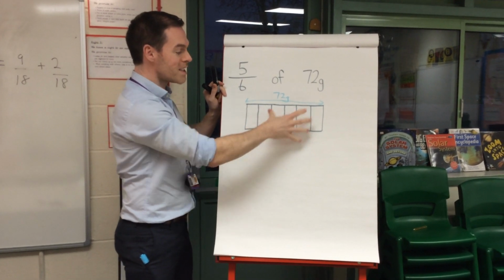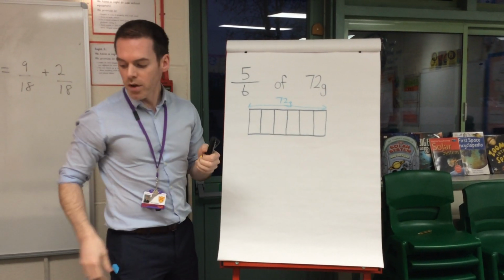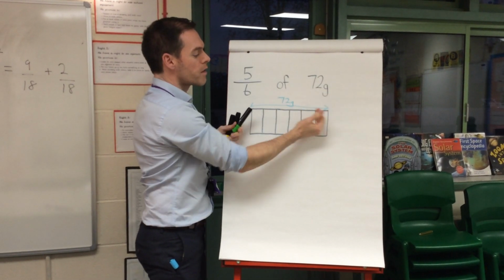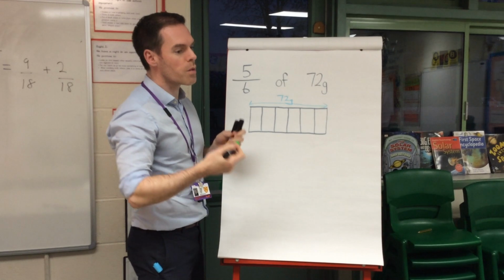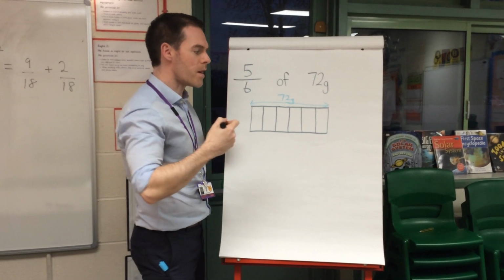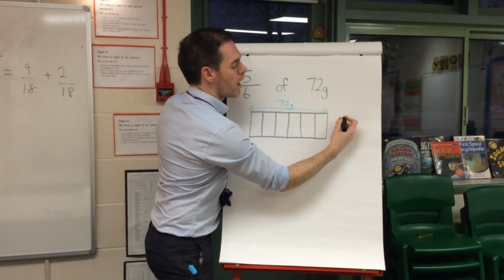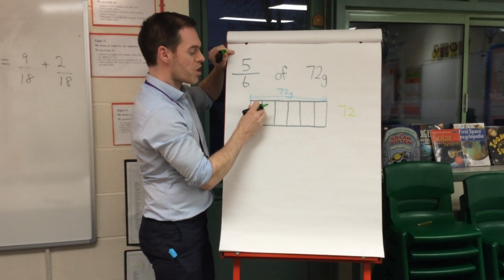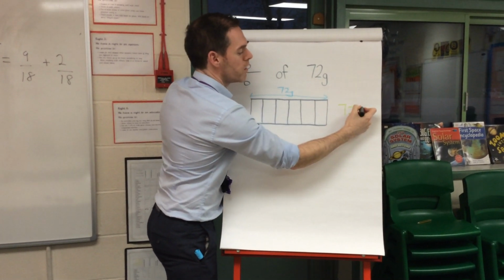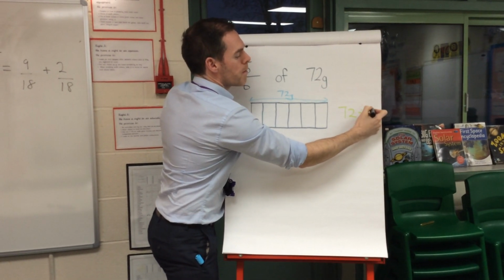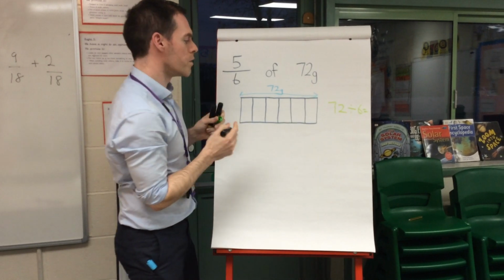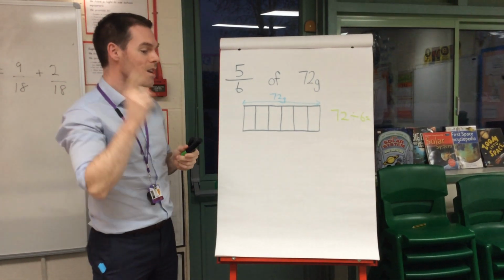Now I'm going to show that, at the same time as drawing this as a bar, as a calculation as well. So I've taken my 72 grams and I've divided it into 6 equal parts. So we know what that's going to look like as a calculation. It's going to be 72, and I've shared it into 6 equal parts. So 72 divided by 6. Putting the equals, you'll leave yourself a lot more room to write the answer in there, but that's what it should look like. That's stage 1.